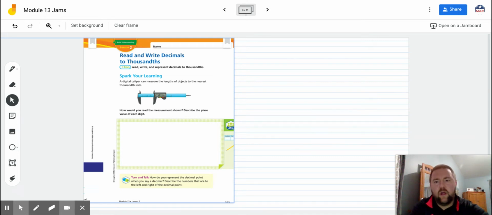Today we're doing Module 13, Lesson 2, which is reading and writing decimals to thousandths. Our I can statement for today is that we can read, write, and represent decimals to the thousandths place.